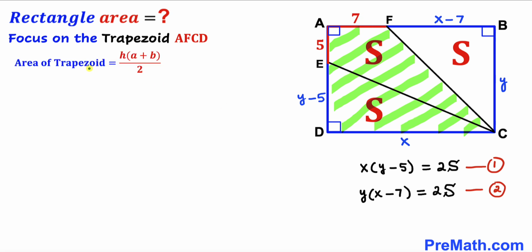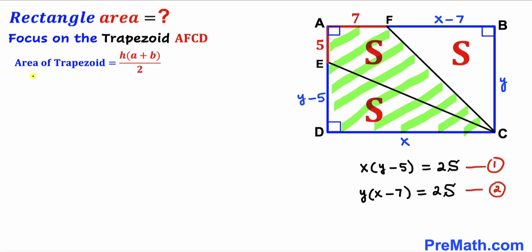And now let's recall the area of a trapezoid formula. The area of a trapezoid is always equal to height h times our two bases a plus b, all over 2. And in our case, the height of this trapezoid is y, whereas this whole base of this trapezoid is x, and the other base of this trapezoid is 7, and the combined area of this whole trapezoid is going to be S plus S, which gives us 2 times S.